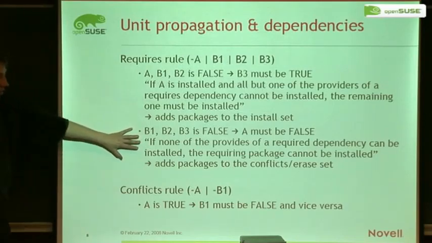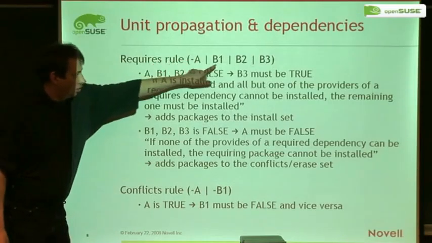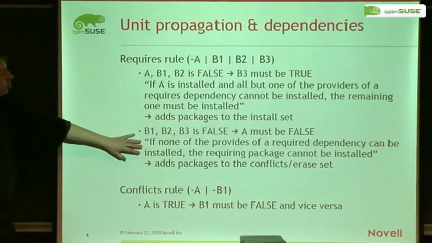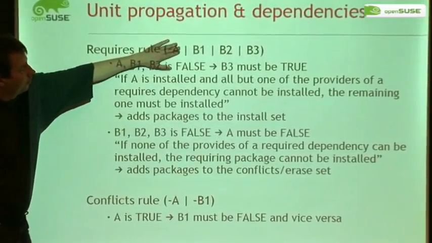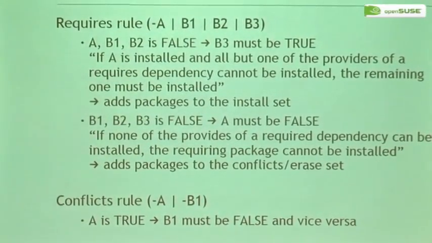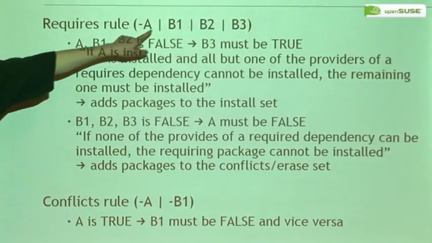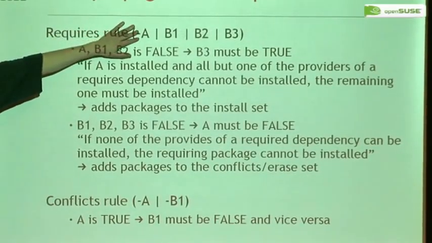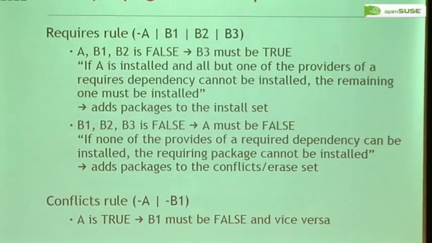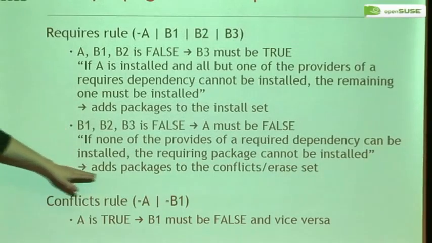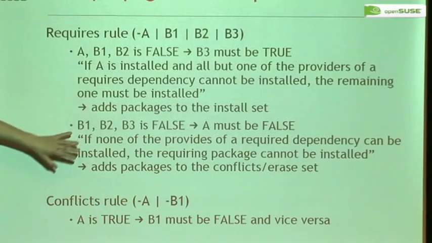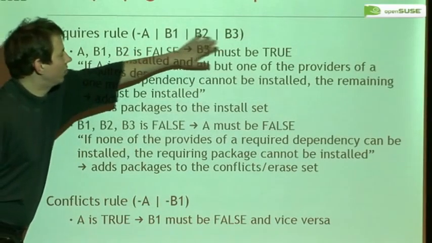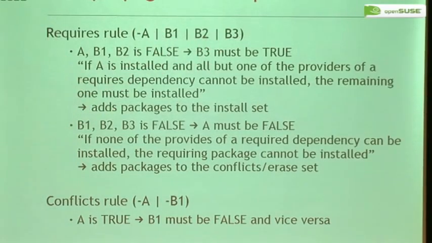And this other thing, which the normal solvers normally don't do: if A is undecided, and all the providers of the dependencies can't be installed, then A also can't be installed. This is normally what the solvers don't do, so this adds packages to the set of conflicts, a set of uninstalled. So this rule says, if those are forbidden for installation, then A must also be forbidden for installation.